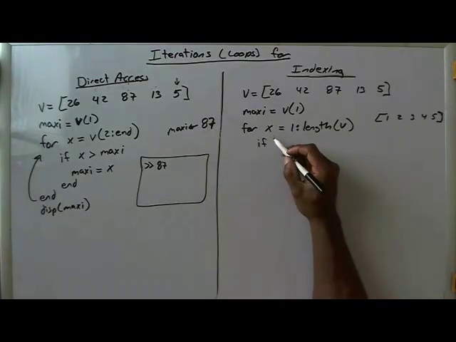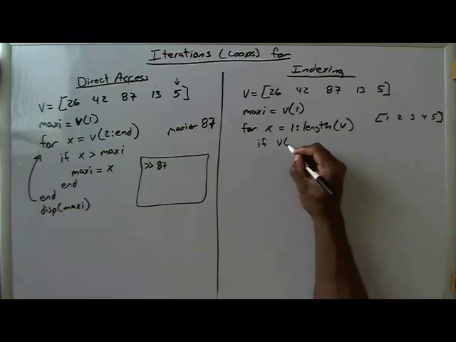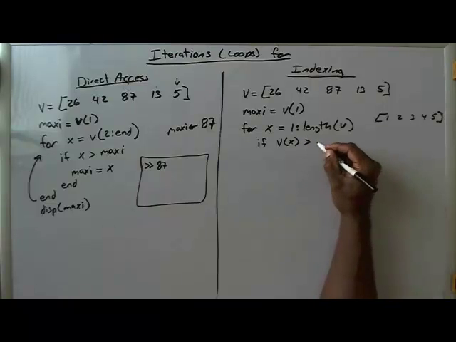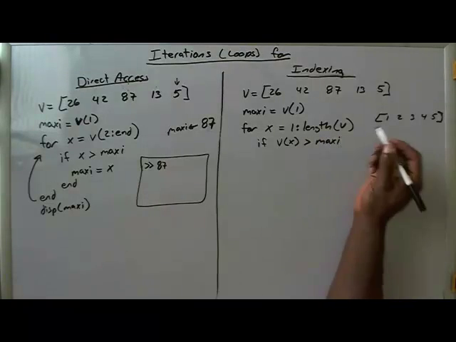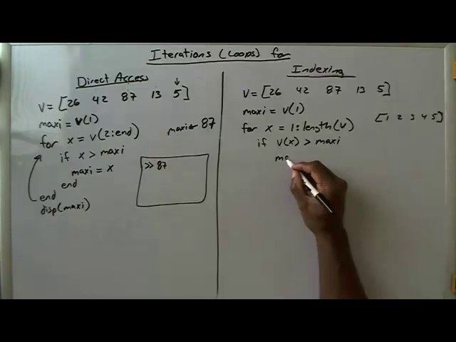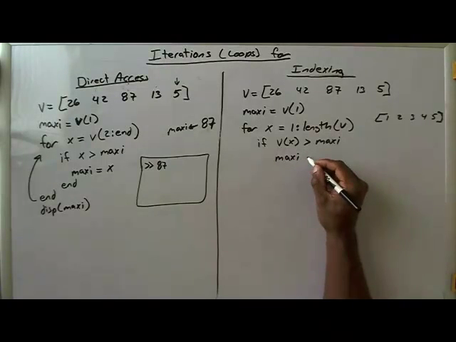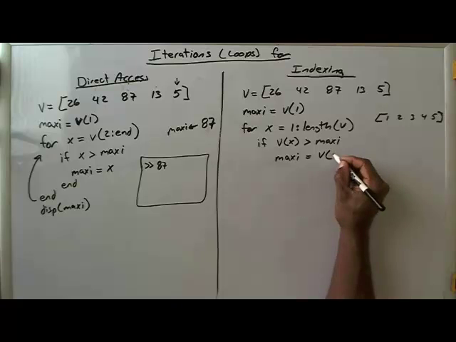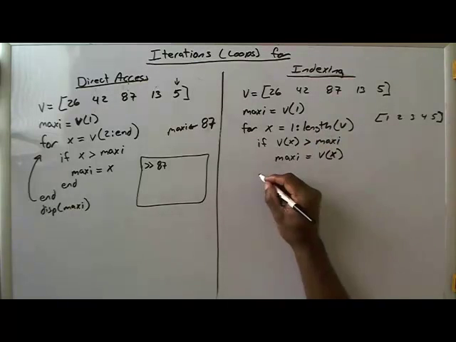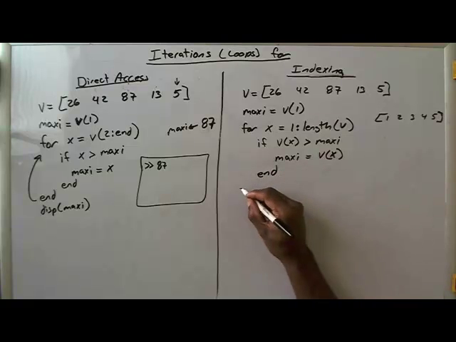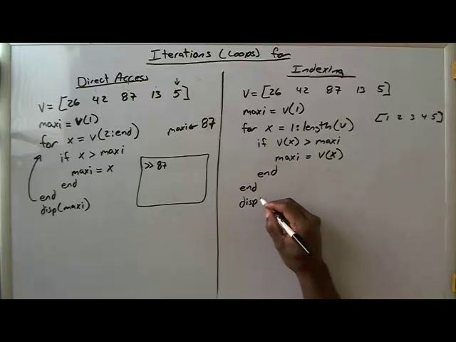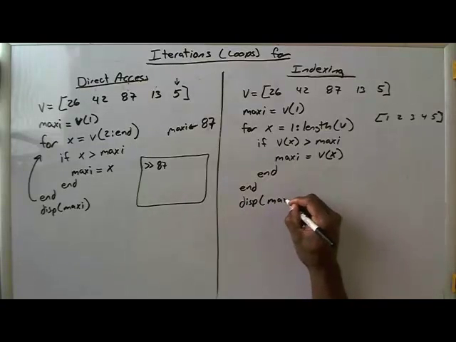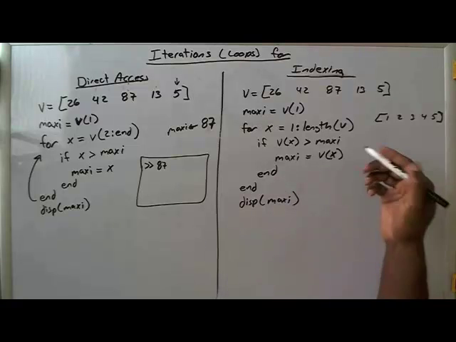And we're not going to test to see if x is greater than maxi. We're going to test to see if v indexed at x is greater than maxi. If that's the case, maxi is not going to get the value of x. It's going to get the value of v indexed at x. Once again, that's why we call this the indexing style. Then we'll end our if, end our for, and then we'll display maxi here. All right, so let's look at this.